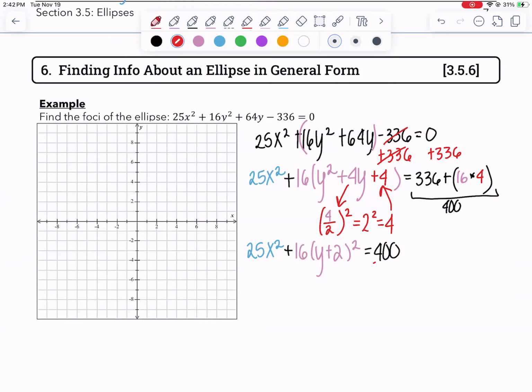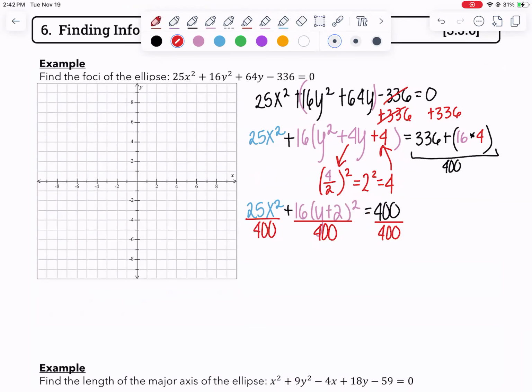To get the right-hand side to be 1, which is what I need, I am going to divide both sides by 400, dividing everything in my path by 400. 25 goes into itself once, it goes into 400 8 times. And then 16 goes into itself once, 16 goes into 400 25 times. What you're left with is x squared over 8 plus y plus 2 quantity squared over 25 equal to 1.